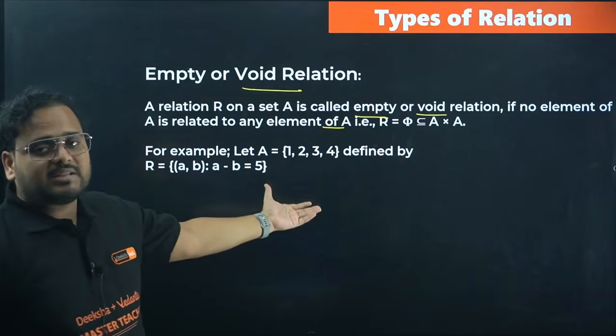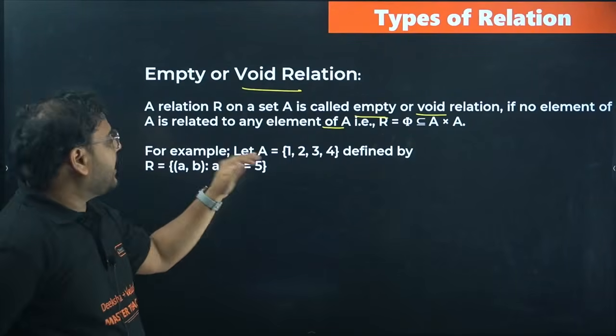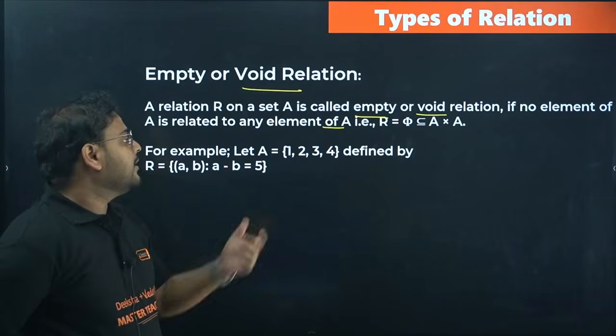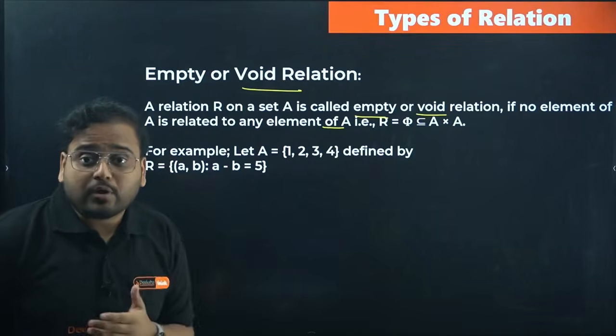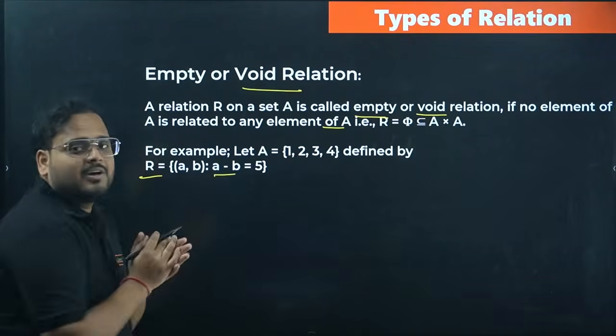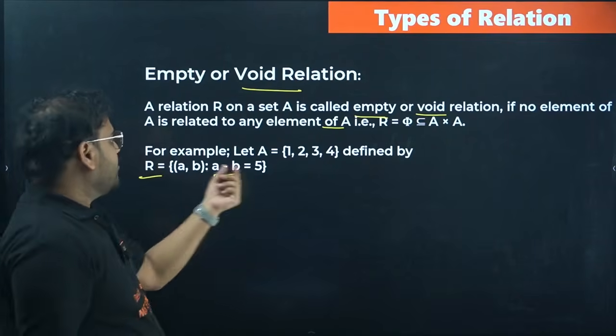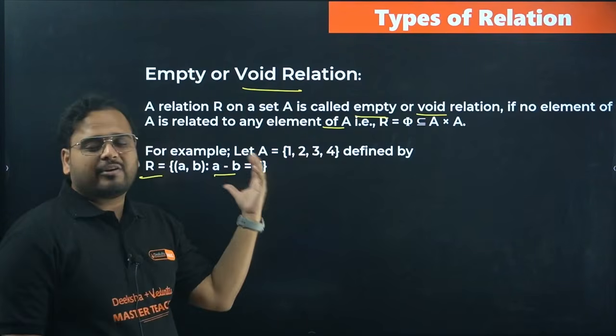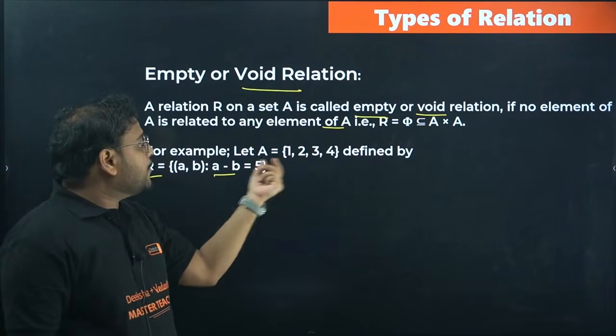We can see an example of the relation as well. So we have a set A = {1, 2, 3, 4}. The elements are given as 1, 2, 3, 4 and the relation is defined like this. Check the difference of the elements. Basically 1 and 2, 1 and 3, 1 and 4, you can take any combination, the difference should be equal to 5.